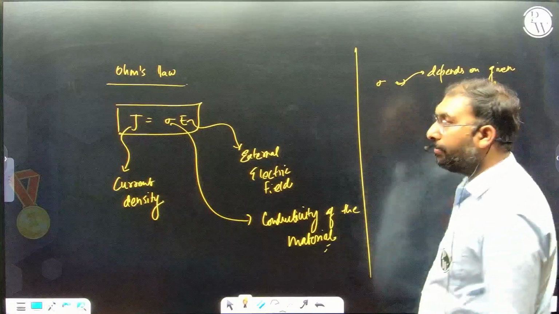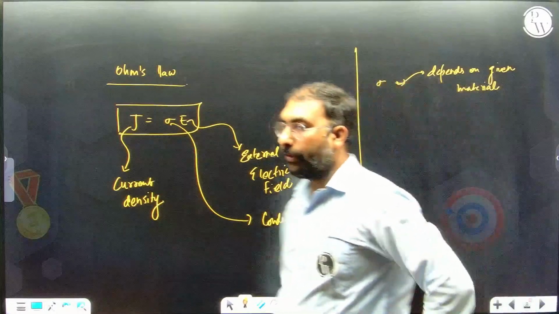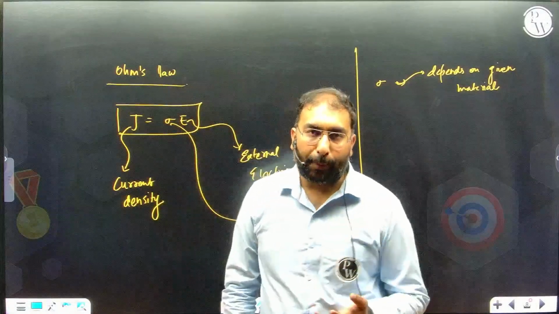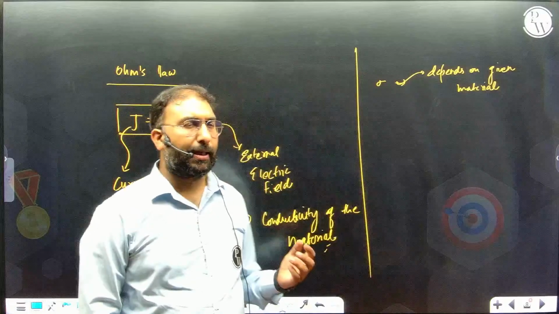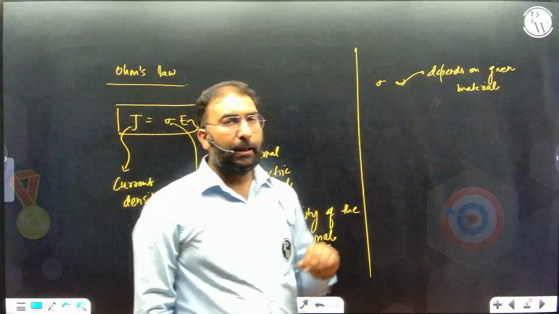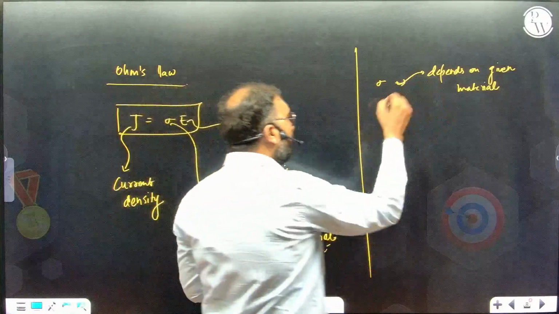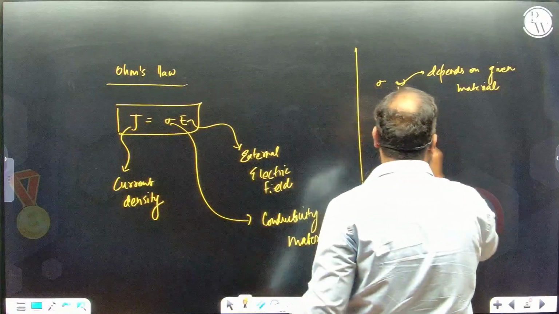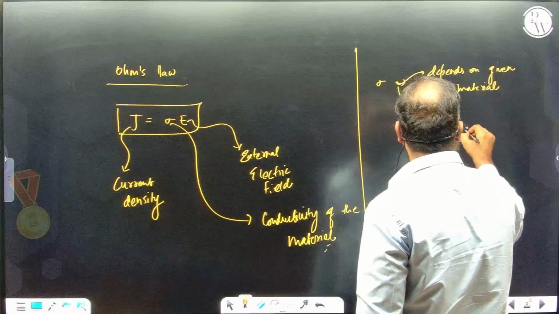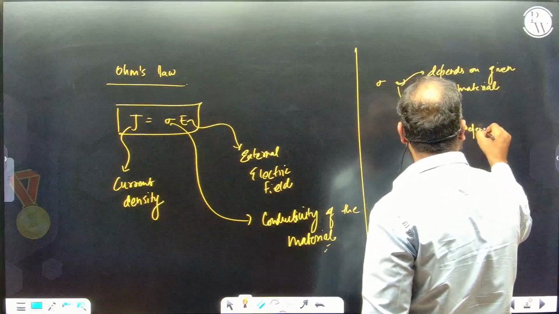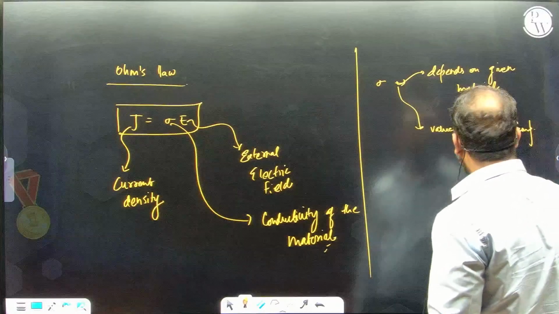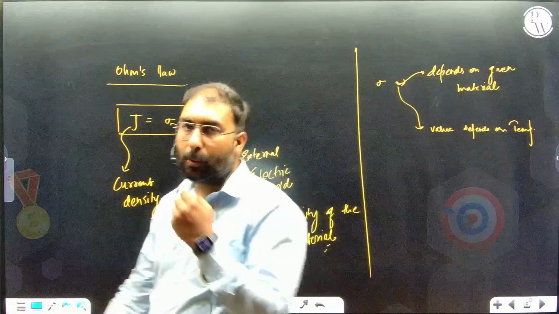So if we change the material, then obviously the conductivity will be different. Like for silver the conductivity is different, for copper the conductivity is different, for iron the conductivity is different. So for different materials the value of conductivity will be different. And its value also depends on temperature. So as we change the temperature, the value of sigma will also change.